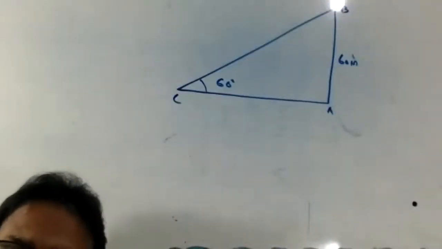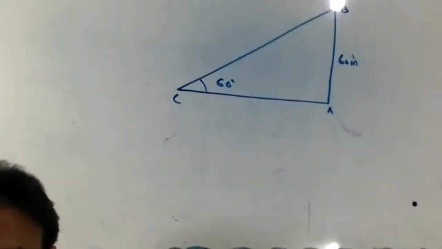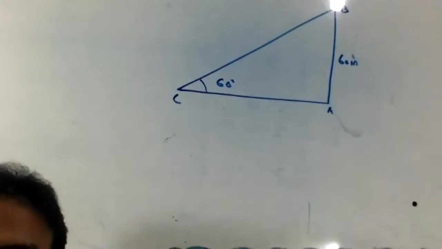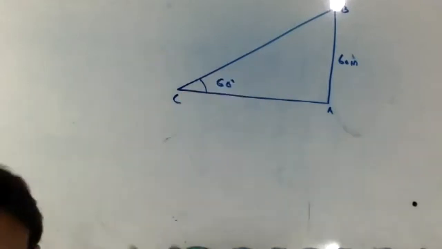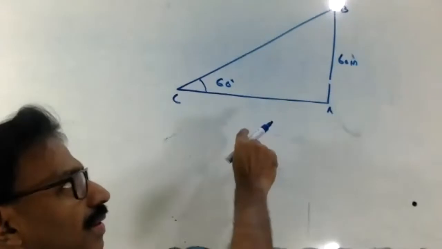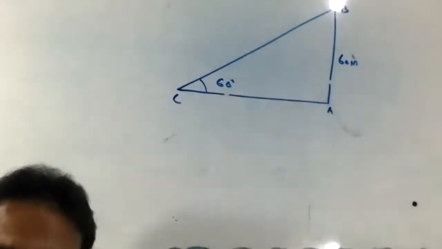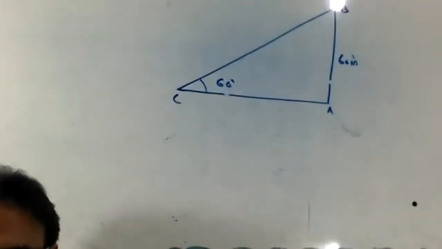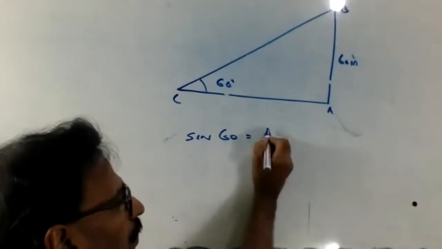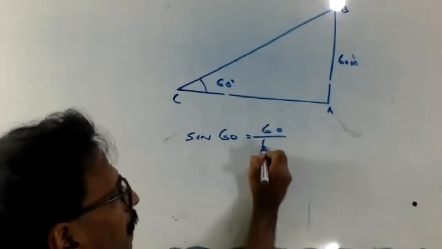What is the length of the string? Which one? AC or BC? It is BC. Got it or no? The string is going from here, right? So that means connecting these two. This angle, this one. Which trigonometric ratio? Sine. Sine 60 equals 60 divided by BC.